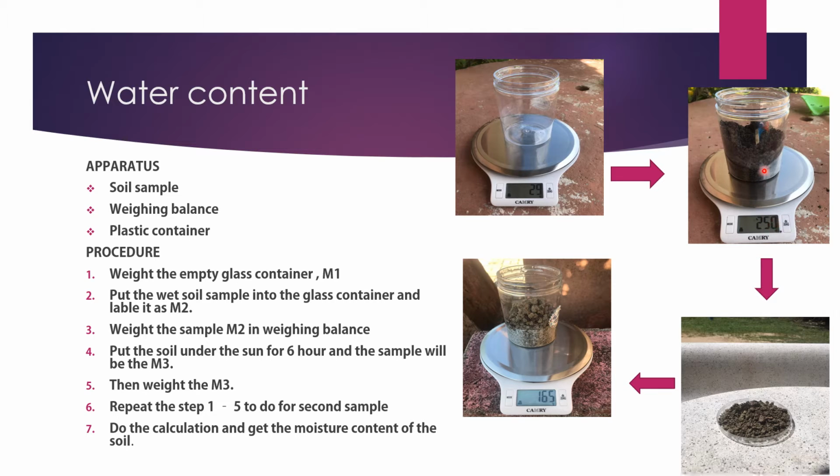Then after that we need to weigh the sample M2 on the weighing balance. After that, we put the soil under the sun for 6 hours and the sample will be M3. Then we weigh the M3. Repeat step 1 to 5 for the second sample. After the experiment is finished, we do the calculation and get the moisture content of the soil.